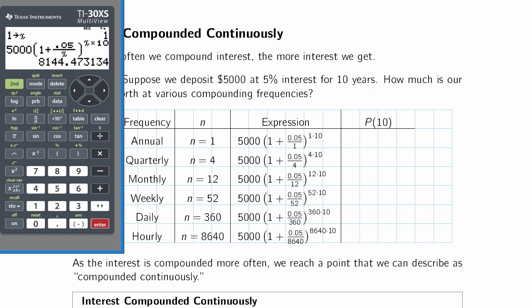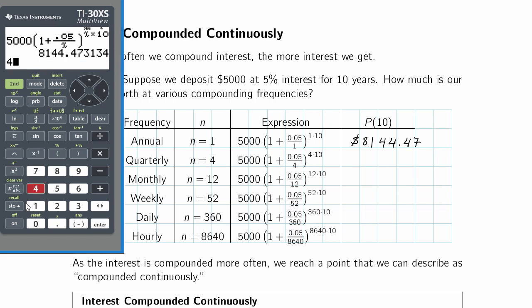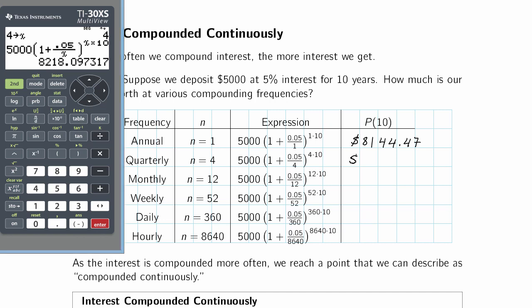we end up with, I'm going to round to the nearest cent because we're talking about money, $8,144.47. Okay, what if we compound quarterly? I'm going to store 4 in my x, and then I'm going to go up and grab that expression again. Okay, if we compound quarterly, that goes up to $8,218.10.